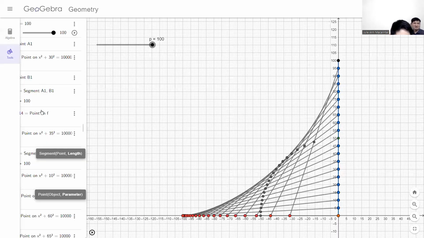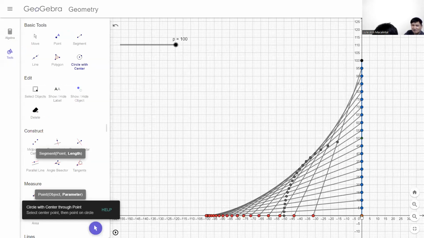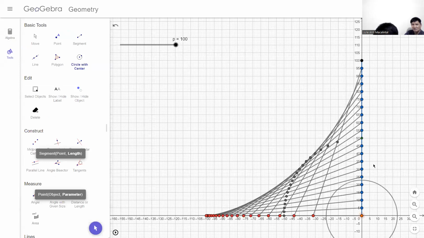I can prove that. Where is the circle tool? Circle tool, start here. Yes, it forms a circle.